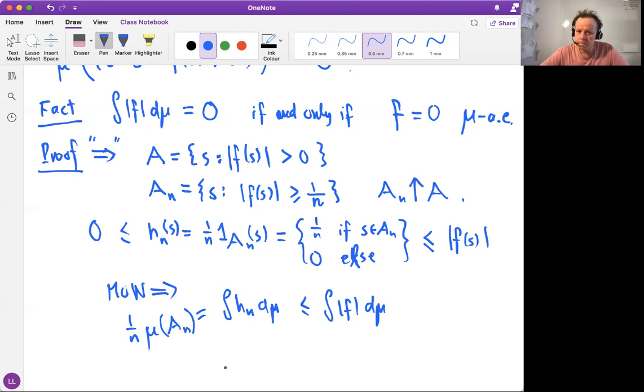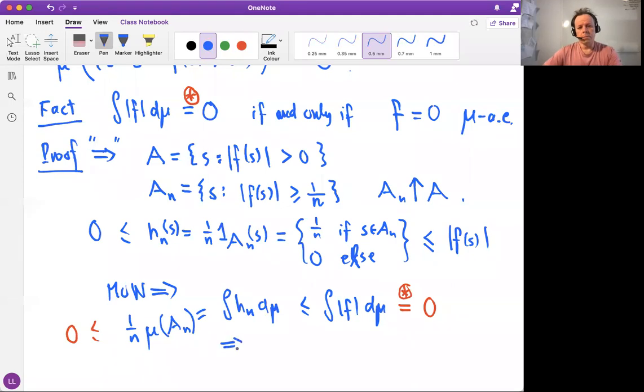Then what? Let's recall our assumption. We assume that this is true. We want to prove this claim here. What happens now from this condition is that this is 0. On the other hand, on the left, we have this is at least 0. What's the only conclusion that we can make?